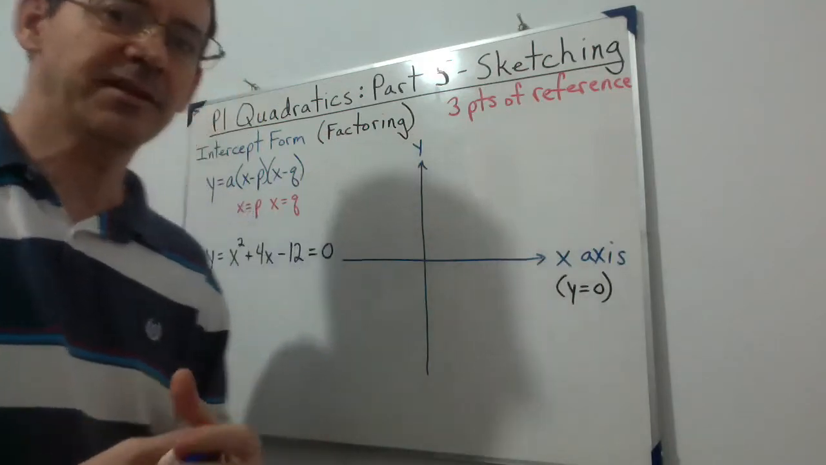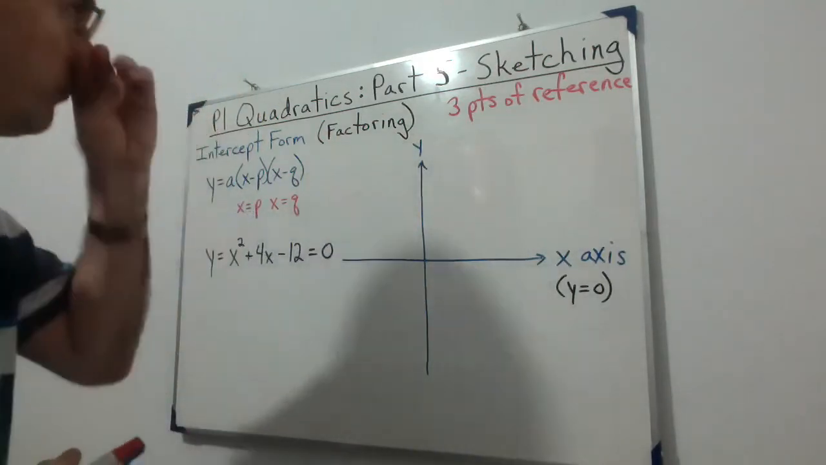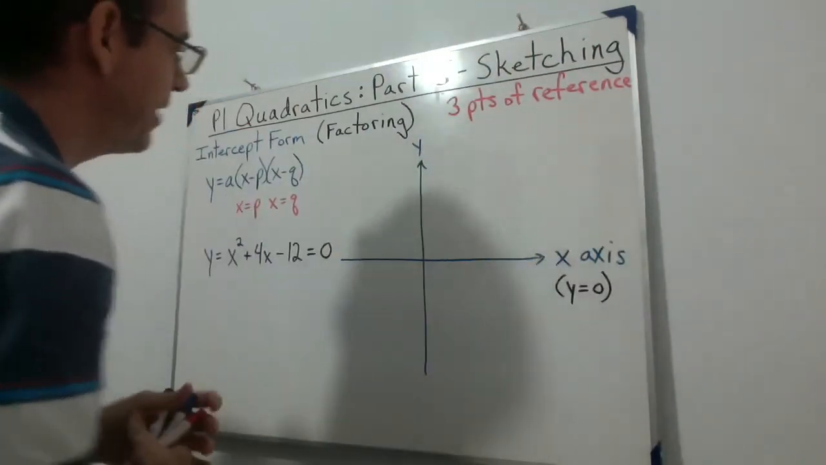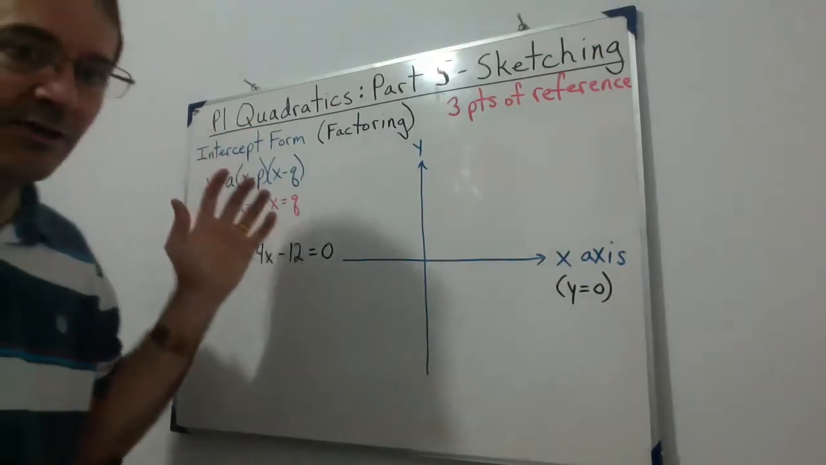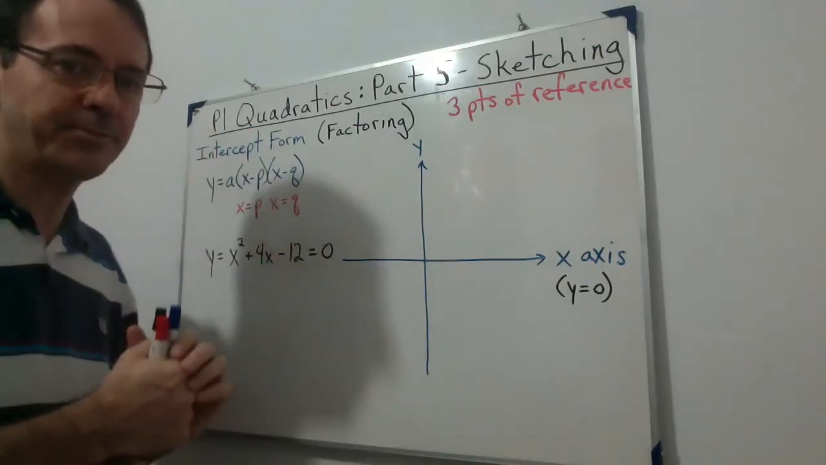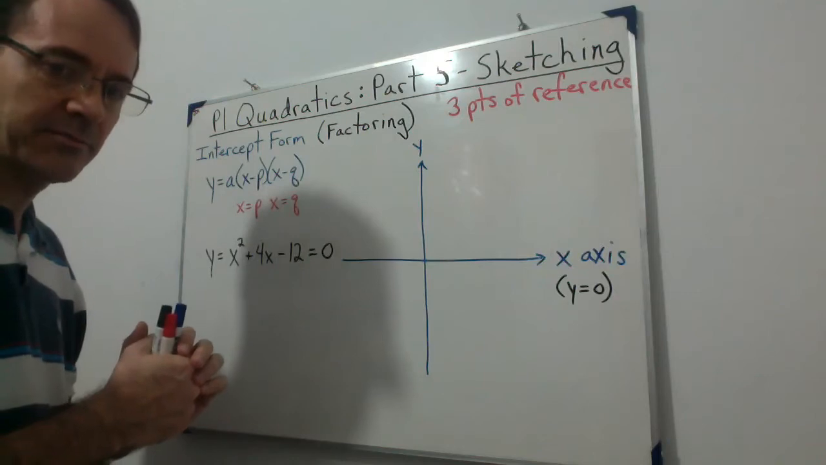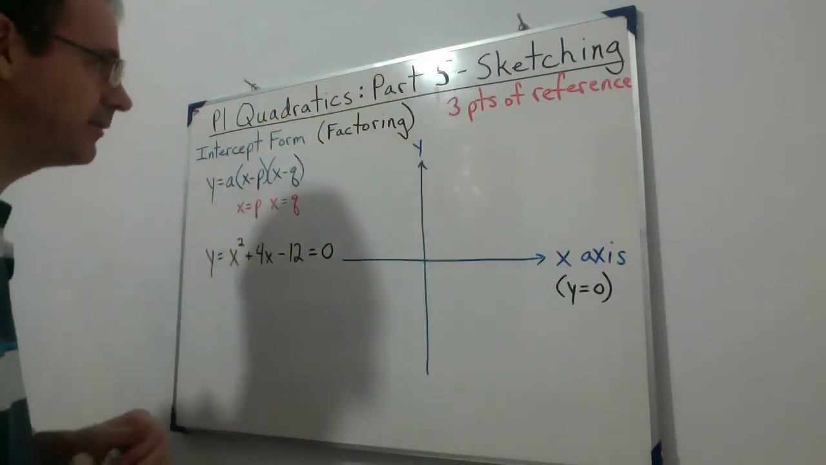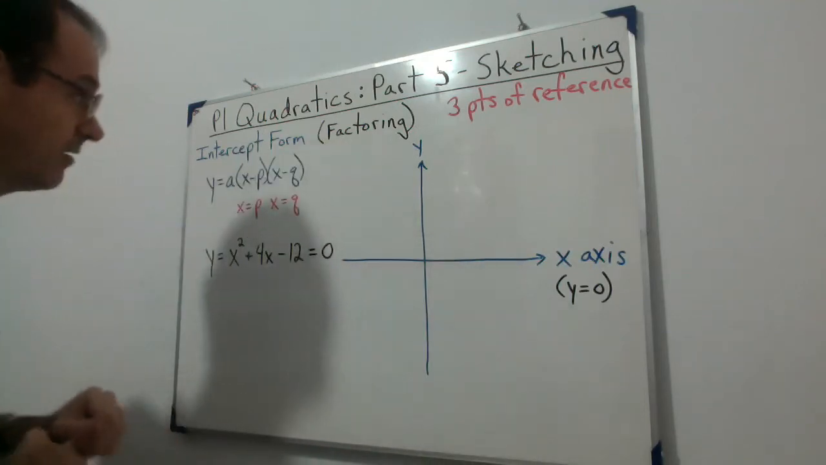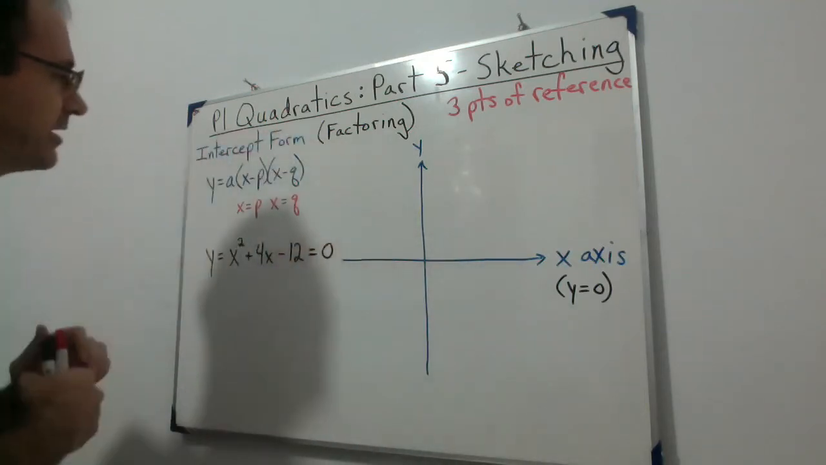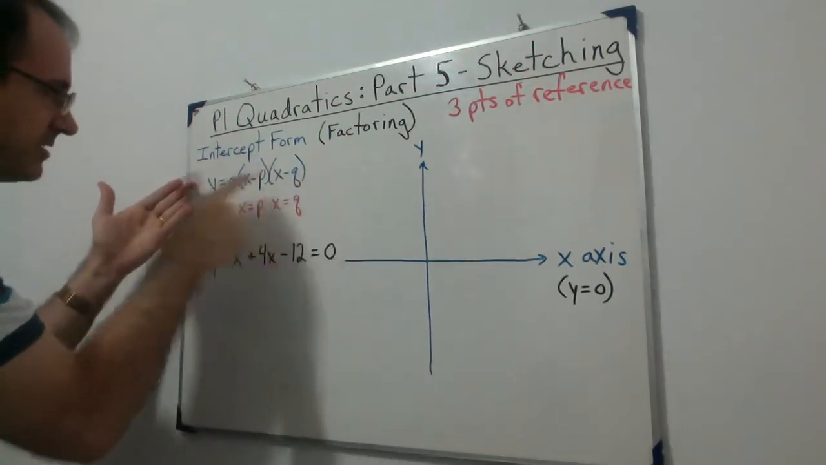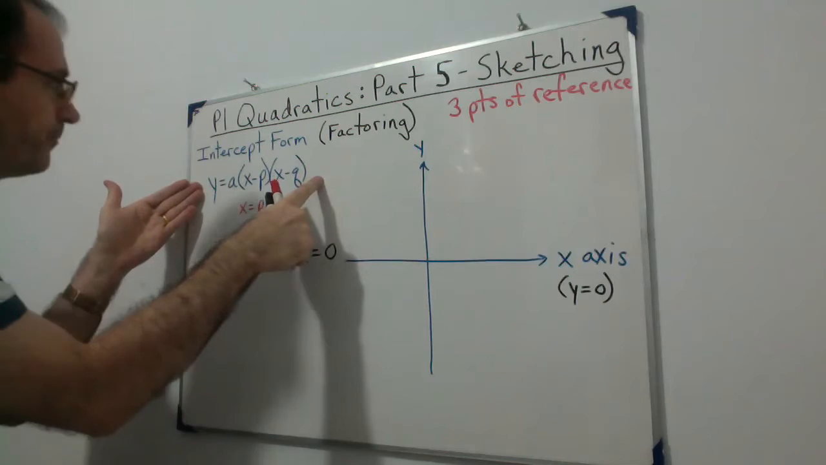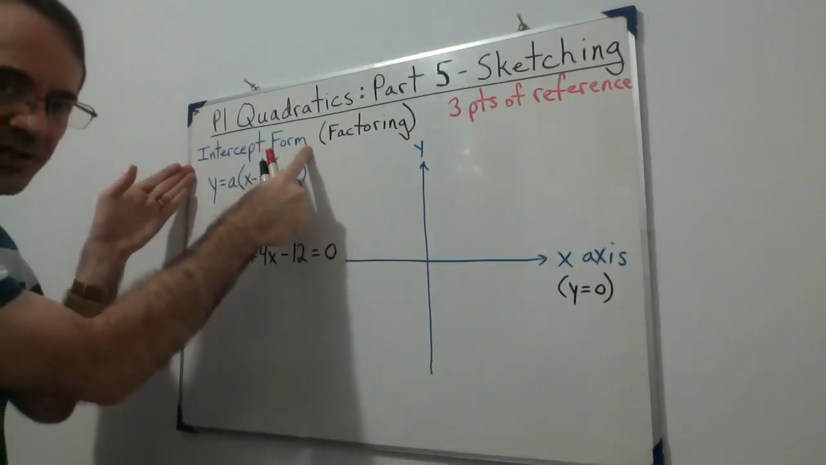Okay, so let's get started. And we've talked about defining sketching. We've talked about 3 points of reference. We're going to do it from our already developed quadratic things that we've learned. So again, in part 1, we learned factoring. Well, when you factor an equation like this with y equals the equation, this is called intercept form.